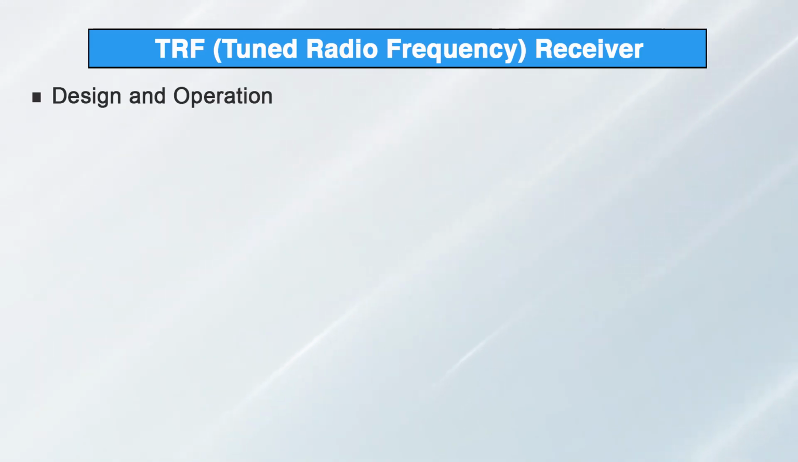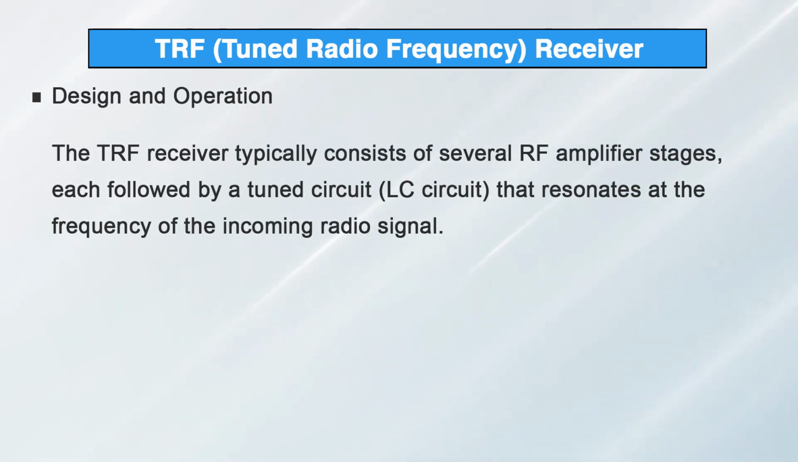Here are the key characteristics and working of a TRF receiver. First, the design and operation. The TRF receiver typically consists of several RF amplifier stages, each followed by a tuned circuit, which is basically an LC circuit that resonates at the frequency of the incoming radio signal. Each stage is tuned independently to the frequency of the specific radio station. The incoming radio frequency signal is amplified by each stage in succession, with each stage helping to select and amplify the signal within the tuned frequency range.